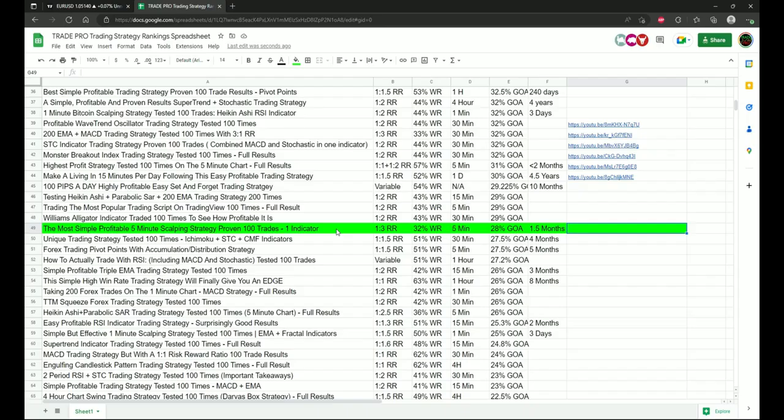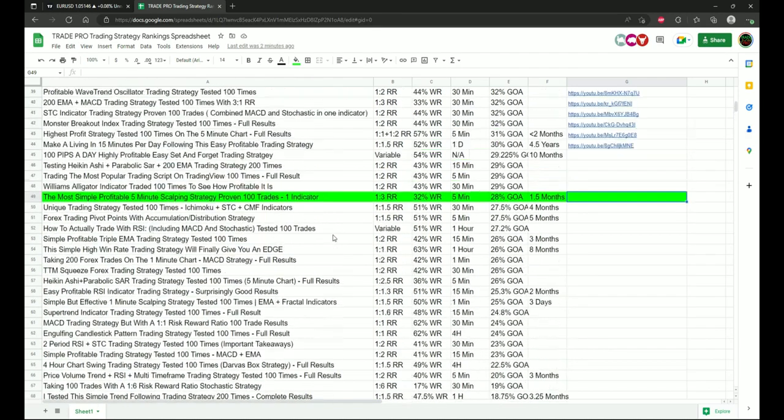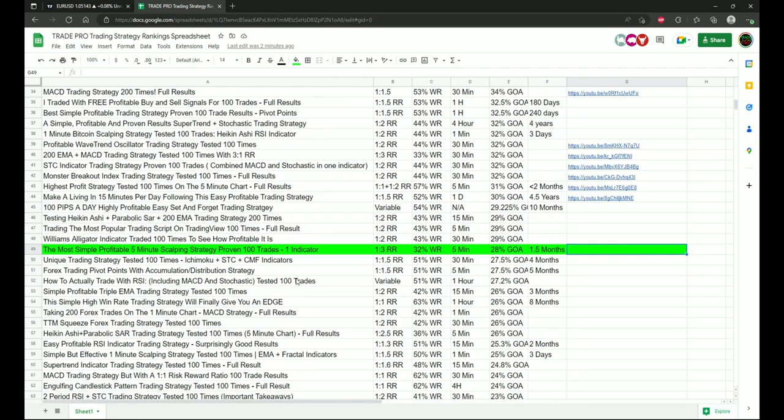All right, so here we are on the strategy ranking spreadsheet. This one falling at spot number 49 out of the 88 strategies I've tested on the channel so far. And so it's doing kind of medium level results as far as gain on the account goes, but it did only take 1.5 months to get that 28% gain on the account.